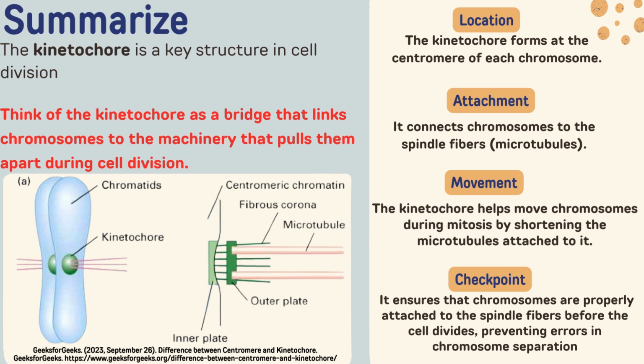So the location of the kinetochore is primarily found in the center of the chromosome. The kinetochore connects chromosomes to spindle fibers, and the movement is aided by shortening the spindle fibers. The kinetochore checks that chromosomes are properly attached before cell division. And you see here an image of the kinetochore structure and how it's attached to the microtubule by a fibrous corona.